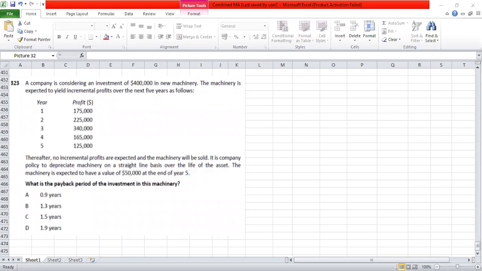Let's first understand what the terms mentioned are. We see that there is an investment cost. The investment cost is 400,000. What's the life of the asset? The life of the asset is 5 years.